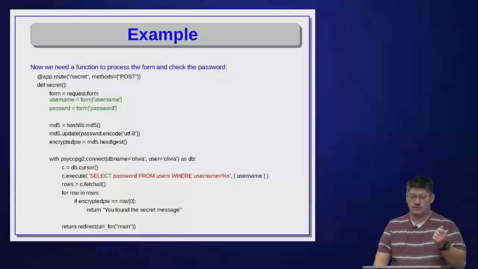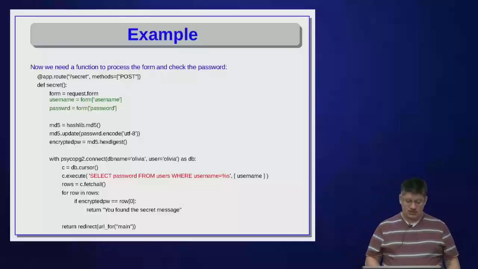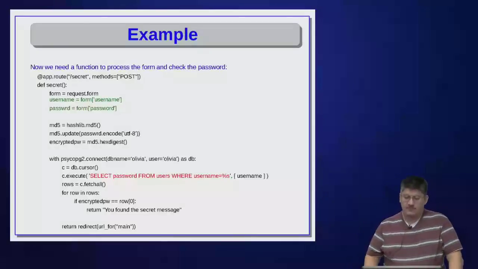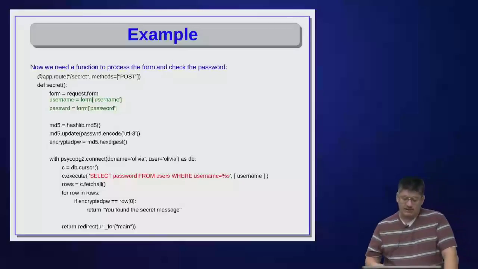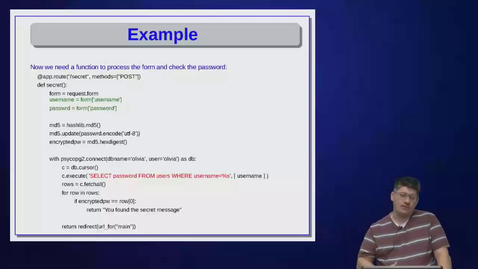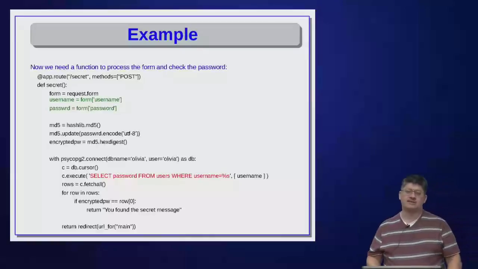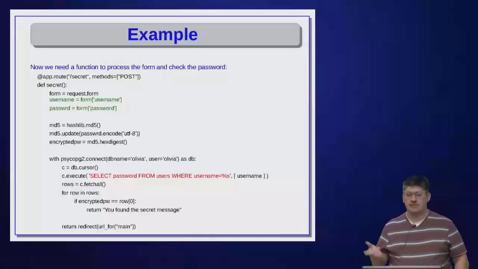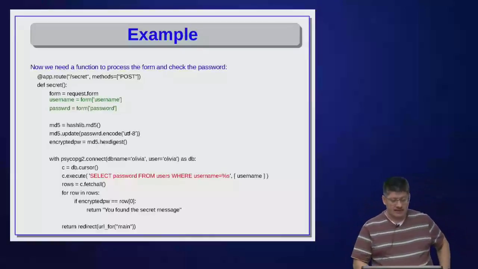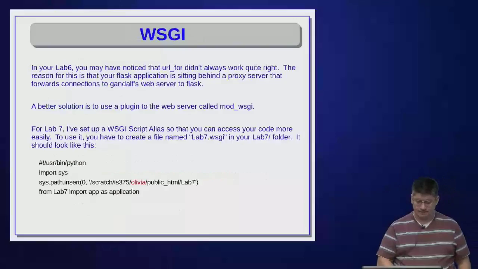So I said if the encrypted password is row sub 0, then I'm going to print, you found the secret message. And since I'm returning at that point, the function will stop. If that wasn't the correct password, it'll keep looping to see if there was some other password in the list that matches. And if it gets through all the passwords for that user and none of them worked, then it's going to redirect back to the main function and print out the login form again. So it'll render the login.html template again.